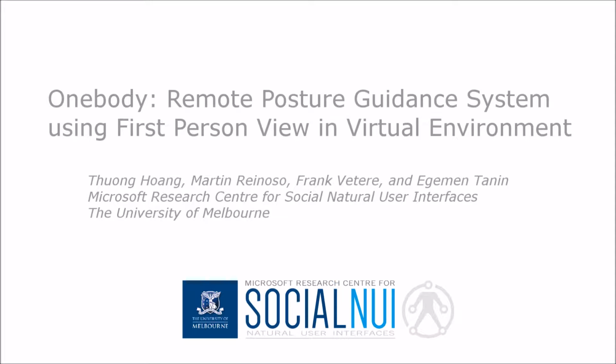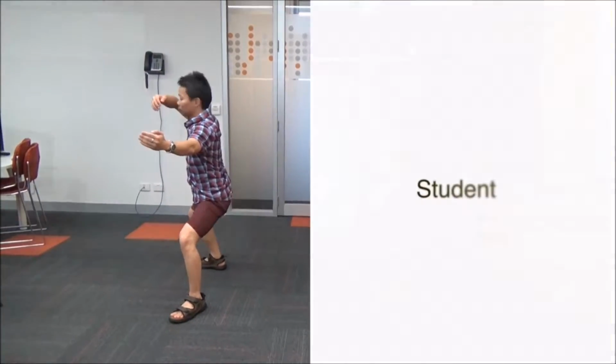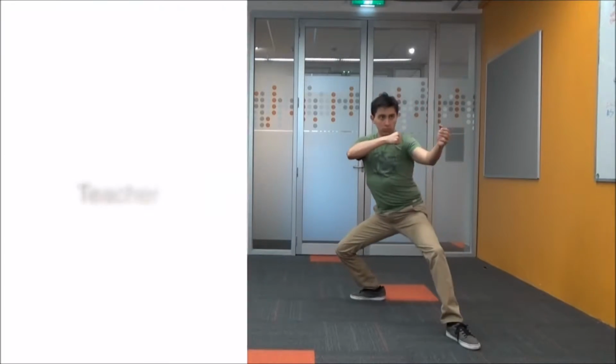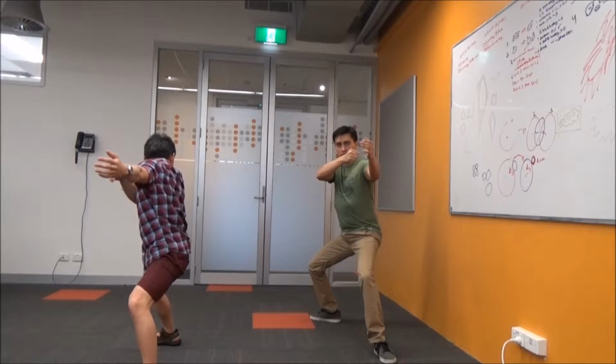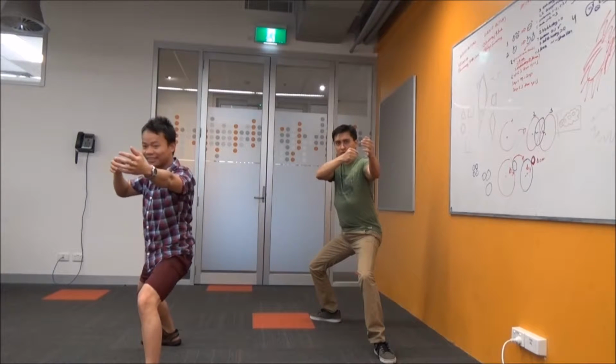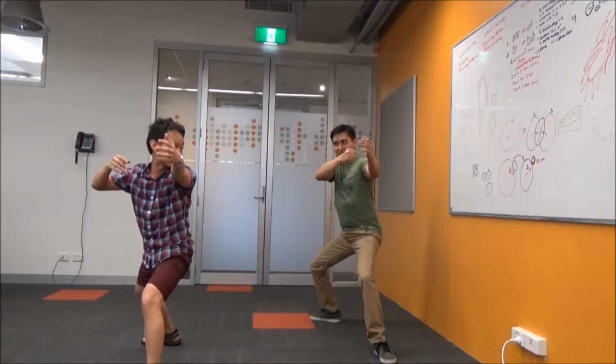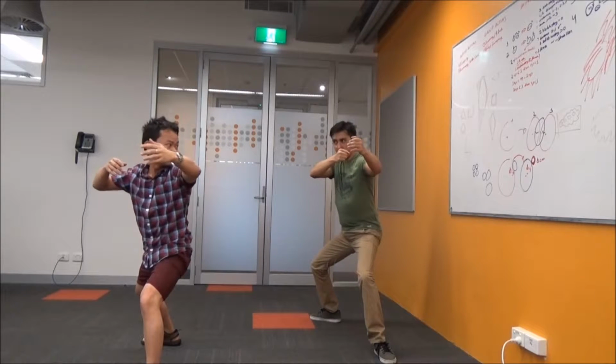We present the Onebody system, providing in-body experience for motor skill training for martial art. Martial arts training involves a student and a teacher. Traditional techniques of instruction require constant observations and mental effort by the student to translate the third-person view of the teacher to first-person view before attempting the movement.